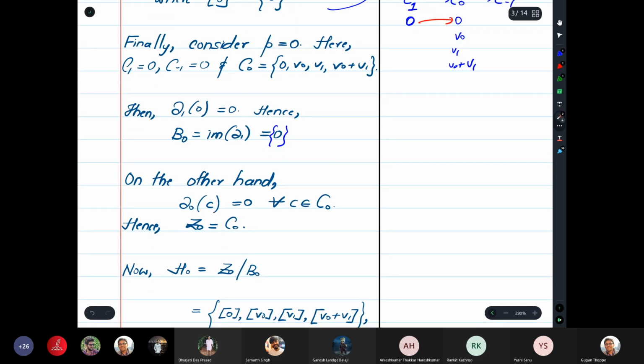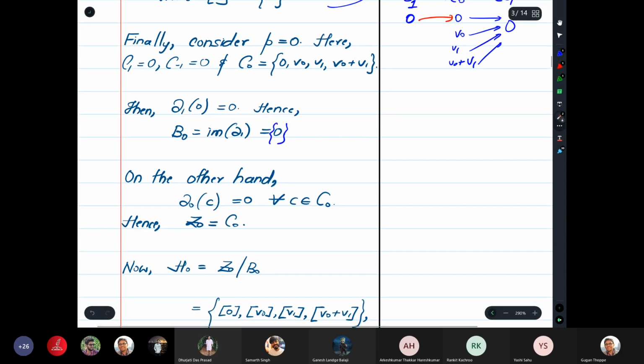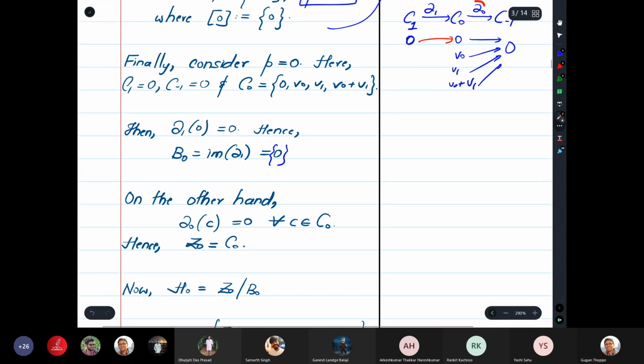Okay. So now let's look at what Z0 is. As we saw before, this DABA0 operator maps everything to 0, so C minus 1 only includes 0. And DABA0 maps everything that is there in C0 to 0. Because of this, I hope you agree that Z0 must be C0 itself. C0 contains all 0 chains and Z0 is basically all those elements that get mapped to 0. And since DABA0 maps everything to 0, it follows that Z0 must equal C0.